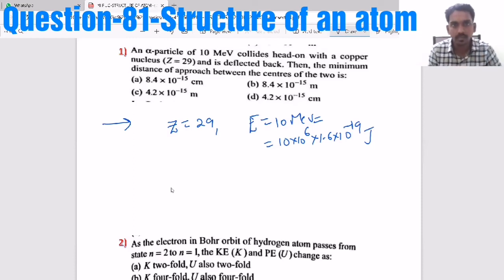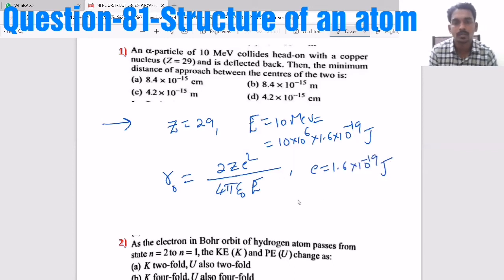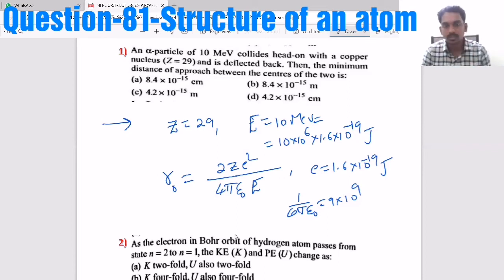Then the minimum distance of approach between the centers of the two is. So minimum approach means 2Ze square by 4 pi epsilon naught E. So Z is also given. e, charge of electron, 1.6 into 10 power minus 19. Energy given. And 1 by 4 pi epsilon naught is 9 into 10 power 9. So just substitute the values.